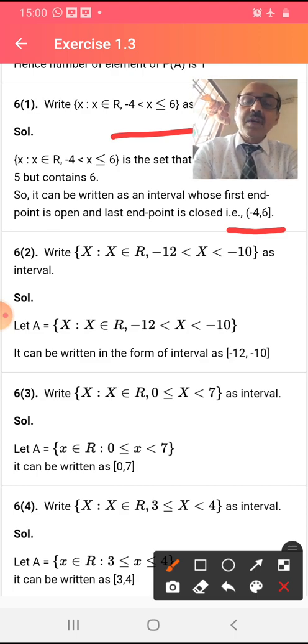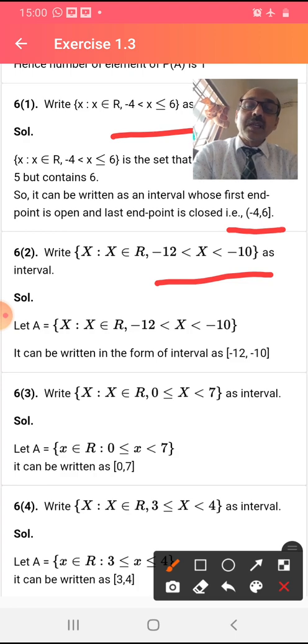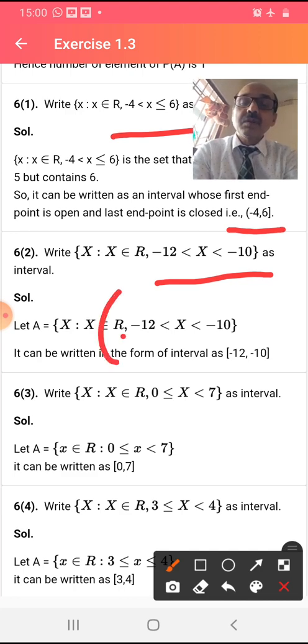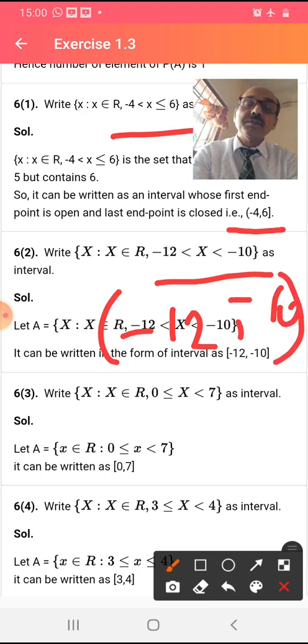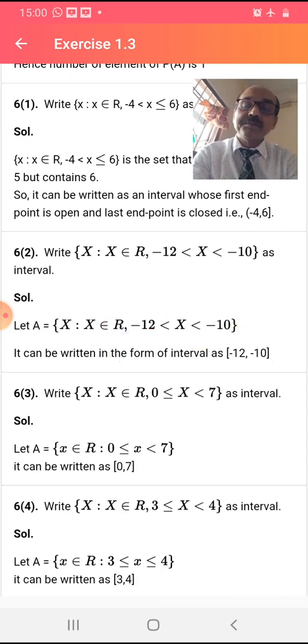Next question, minus 12 less than x less than minus 10. So both are less than, the equal sign is not there. So both are open. So minus 12, minus 10 is an open interval. Both are open intervals, because here it is minus 12 less than x less than minus 10.